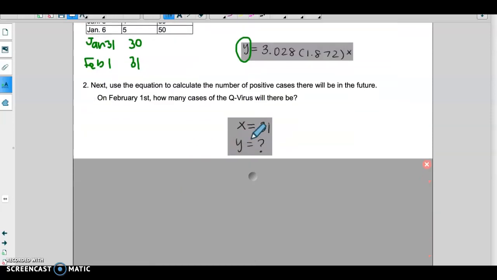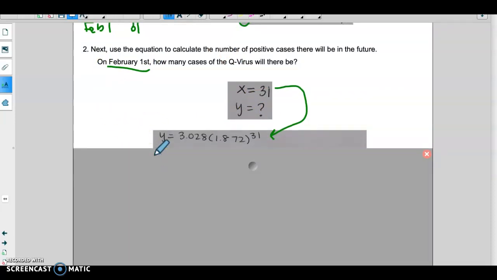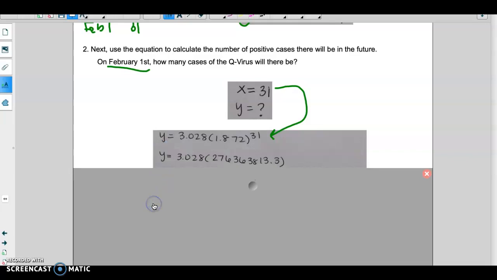What's my Y value? Okay, so all we're going to do is take that information and put it right into the equation, right? 3.028 times 1.872 to the x value of 31, because that's going to represent February 1st. And then we're going to go ahead and put this into a calculator. If you don't have a calculator, you can use Desmos. It's perfect for this, desmos.com.